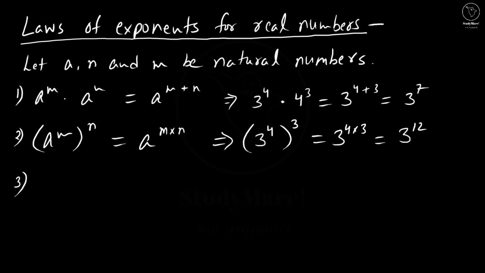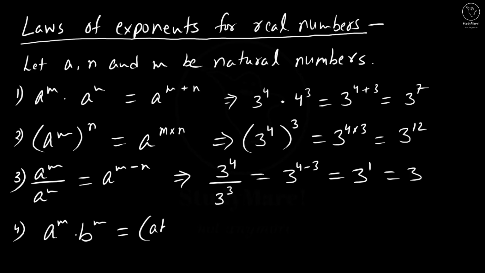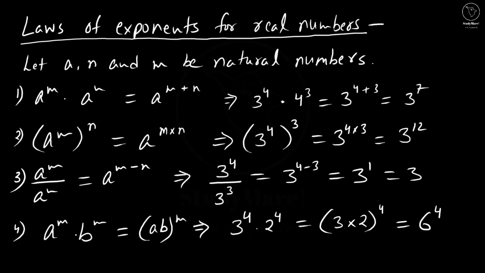Third law states that a^m divided by a^n is equal to a^(m−n). An example would be 3⁴ divided by 3³ is equal to 3^(4−3), which equals 3¹, which can be simply written as 3. Fourth law states that a^m × b^m is equal to (a × b)^m. An example would be 3⁴ × 2⁴, which equals (3 × 2)⁴, which equals 6⁴.